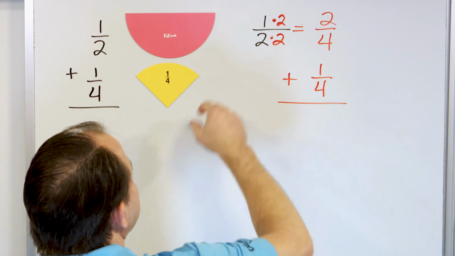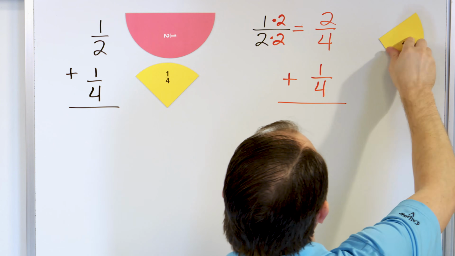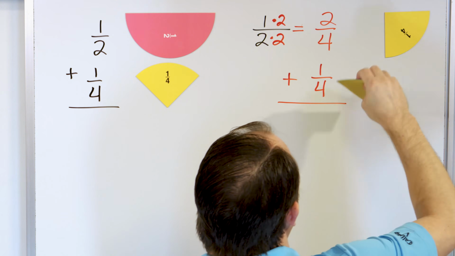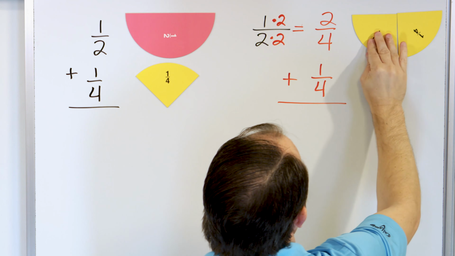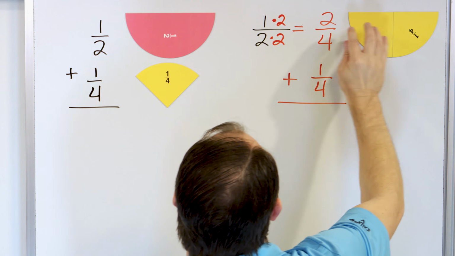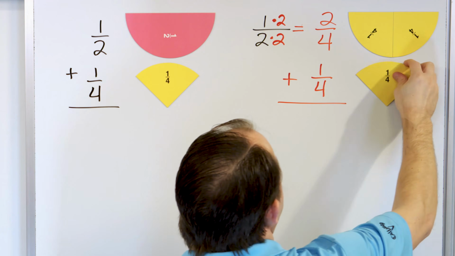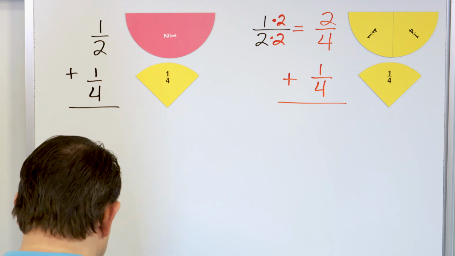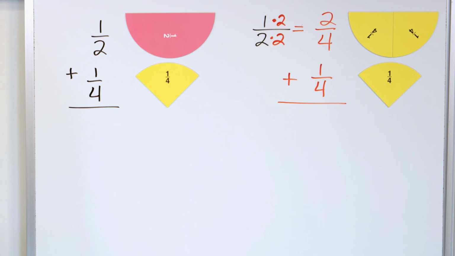Here we've changed this into 2/4. Here, if I cut this pizza into 4ths, but I have 2 pieces, look at what I have. It's exactly the same thing as half the pizza. And then, of course, I have a 4th here as well. So now I can add these guys together.